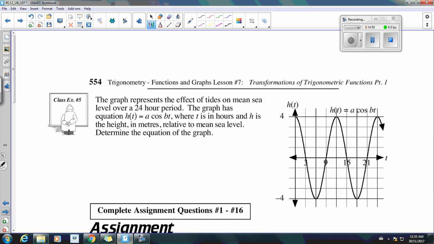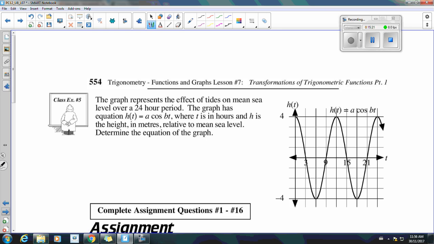Last example, example 5. The graph represents the effects of tides on mean sea level over a 24-hour period. The graph is the equation h of t equals a times the cos of bt, where t is in hours and h is the height in meters, relative to the mean sea level. Determine the equation of the graph. Okay, so this is a cosine graph now. So again, we just need to find the amplitude and the period to figure this out.